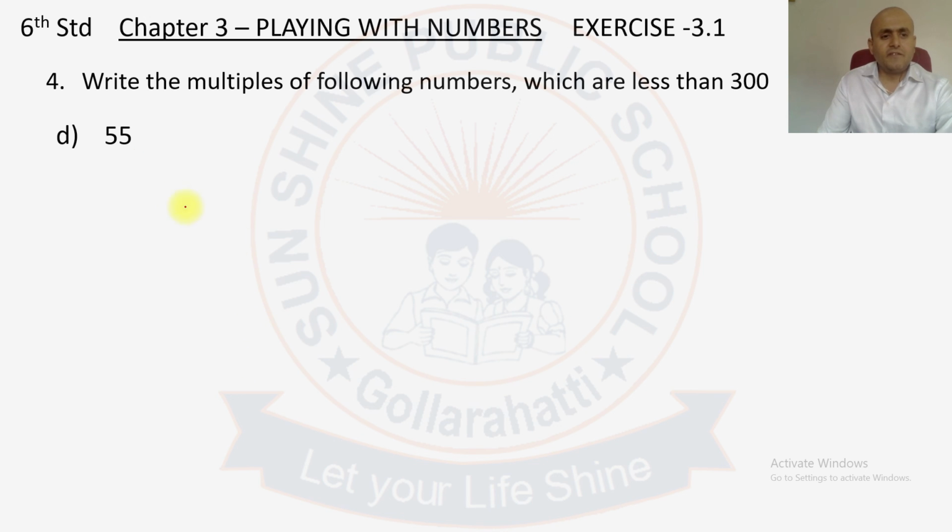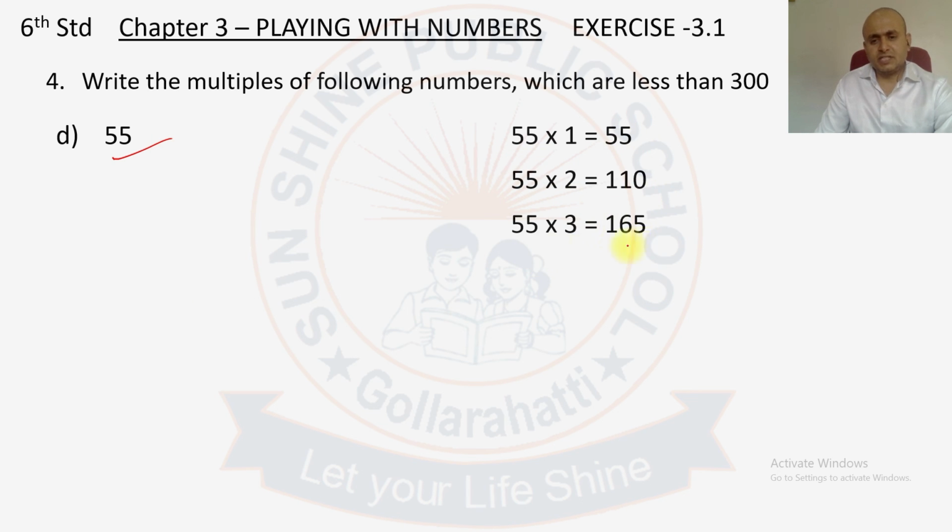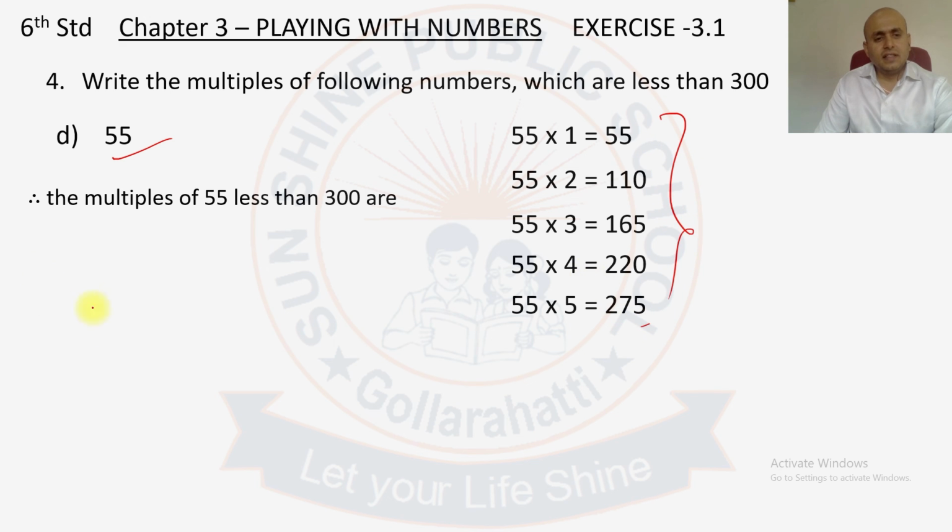Next question, 55. You have to write the multiples of 55. 55 ones are 55, 55 twos are 110, 55 threes are 165, 55 fours are 220, 55 fives are 275. The next one, 55 sixes, will be more than 300, so we write only up to here. The multiples of 55 less than 300 are 55, 110, 165, 220 and 275.